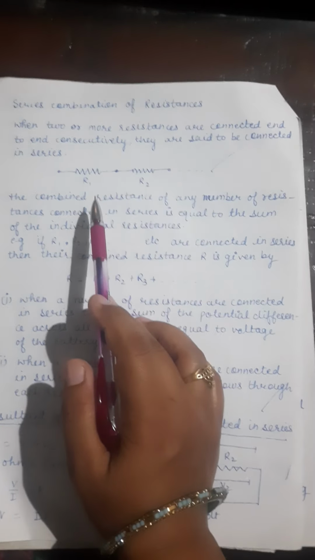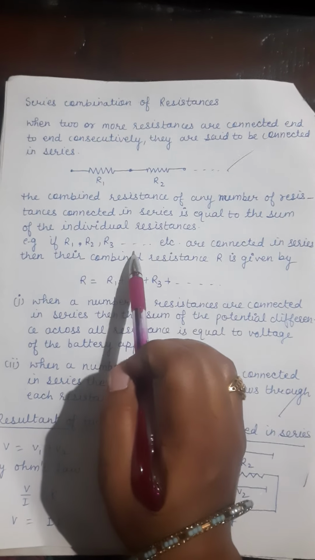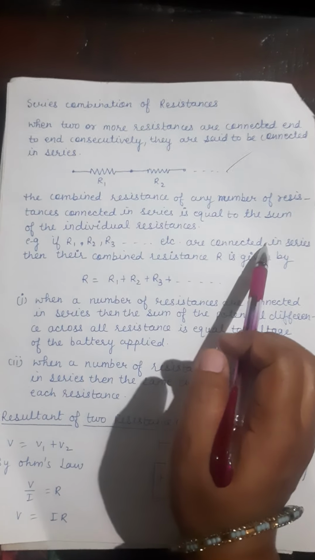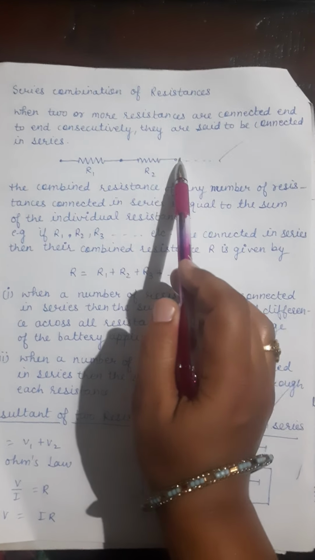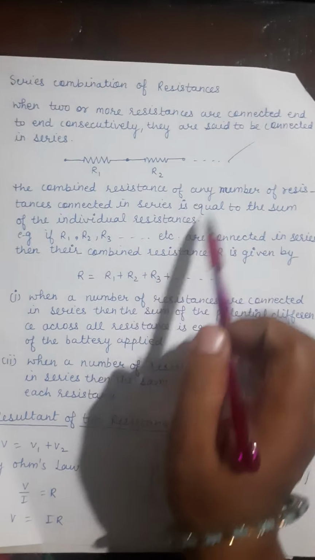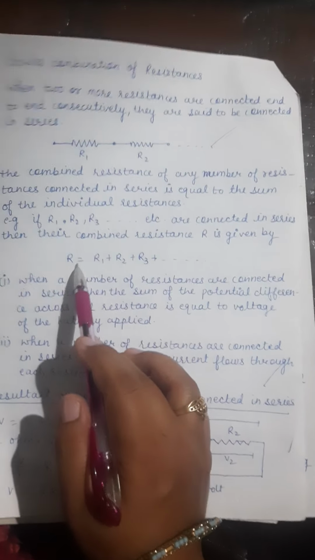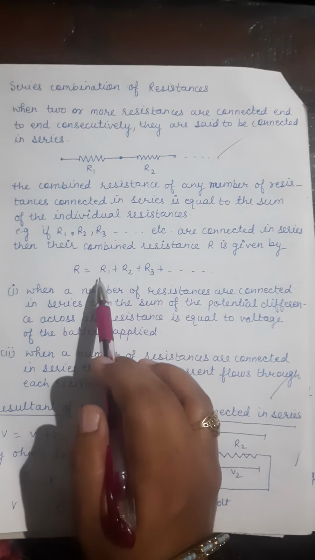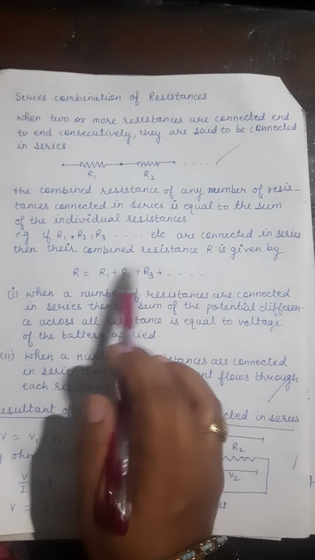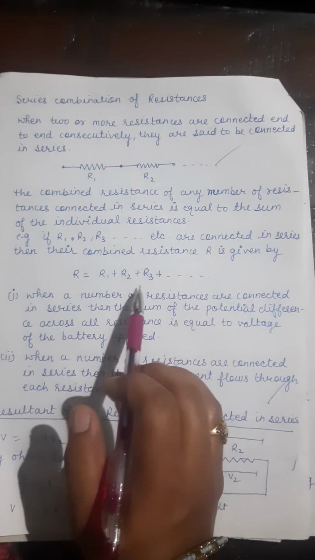Let's take a number of resistances R1, R2, R3 and so on, and we want to connect them in series, then we have to connect them all end to end. Therefore the effective resistance in the circuit will be R equals R1 plus R2 plus R3, that is, all together will join. Therefore the resistance gets increased.